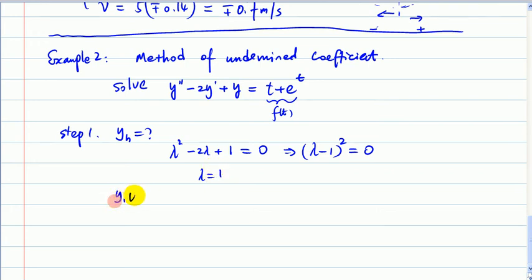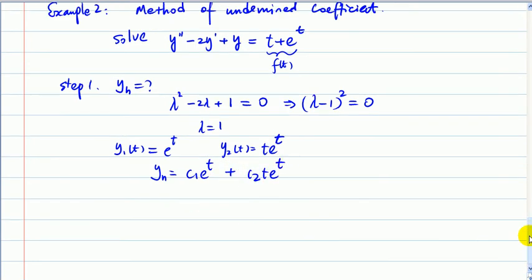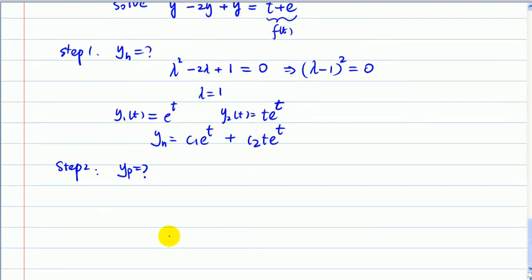So then our two basis solutions: one is e to the power of t, and the other one is t e to the power of t. In other words, your yh equals c1 e to the power of t plus c2 t e to the power of t. So that's yh. Now step 2: it's time to look for the particular solution. When I'm looking for the particular solution here, this is where I need to follow my tables.